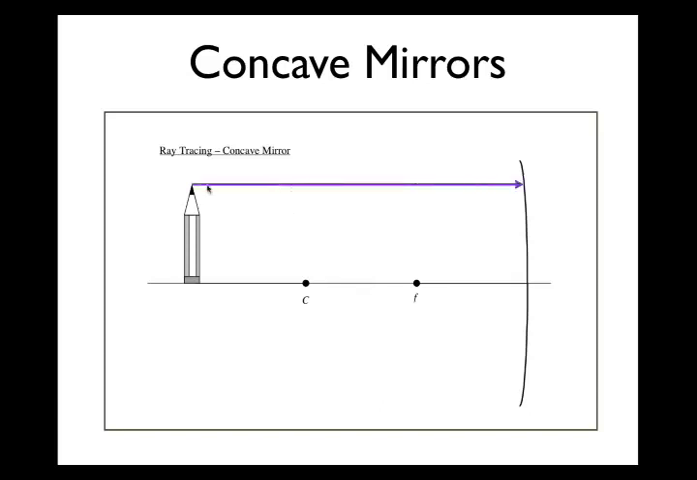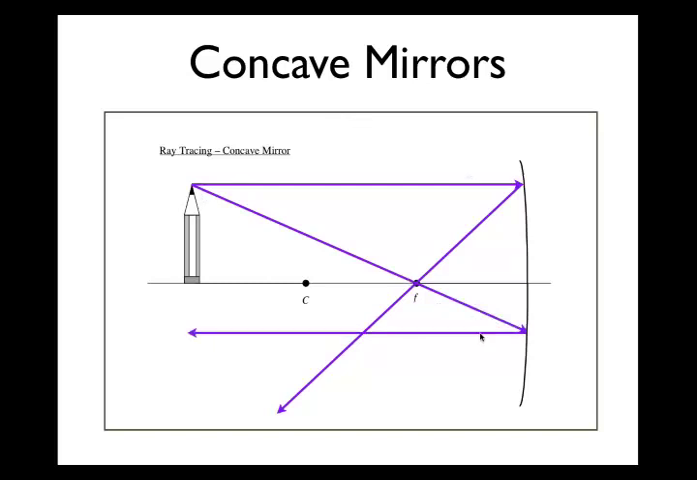So here's one ray. It goes parallel from the tip of the pencil until it strikes the mirror, and then it's reflected down through the focal point of that mirror. One ray is not enough to deduce where the image is formed. But you can draw another ray. So here's a second ray that goes from the tip of the pencil down through the focal point and then gets reflected back parallel to the principal axis, and two rays is in fact enough to deduce where an image is formed. So those two rays are coming together right here.